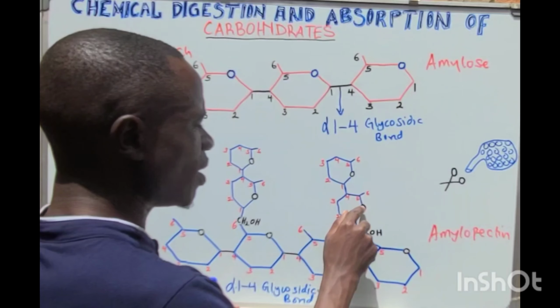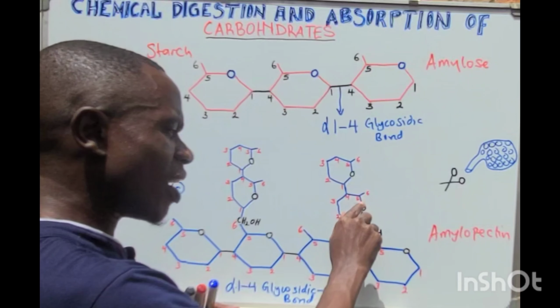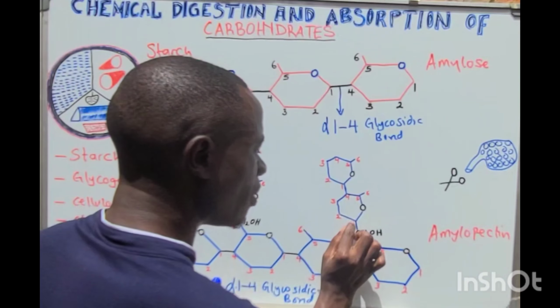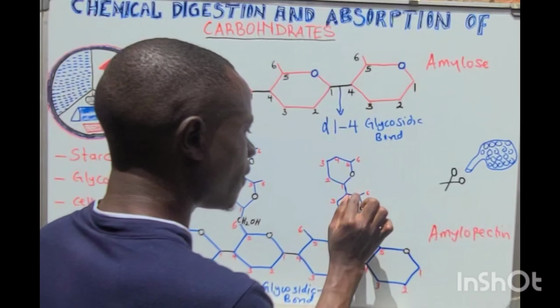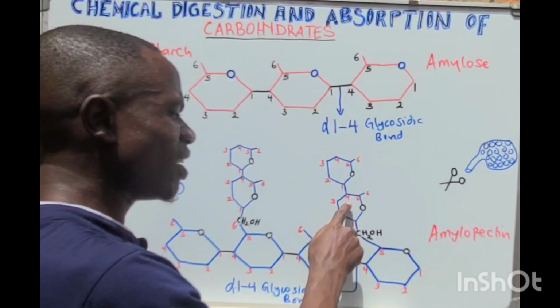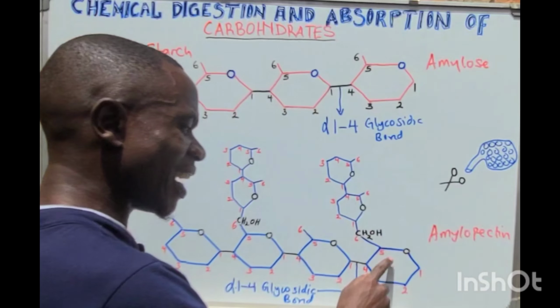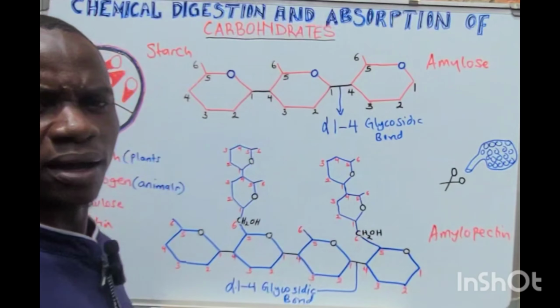Now, when you see this monosaccharide, this is going to be our oxygen molecule. Now, when we count the carbon numbers in a clockwise direction, this is going to be carbon number 1, carbon number 2, carbon number 3, carbon number 4, carbon number 5, and then we shall have carbon number 6. Now, you are seeing that this monosaccharide is connected to this other monosaccharide on carbon number 6 and carbon number 1.